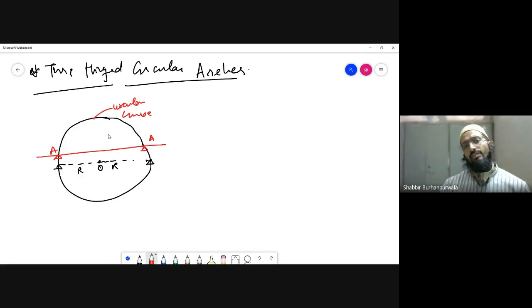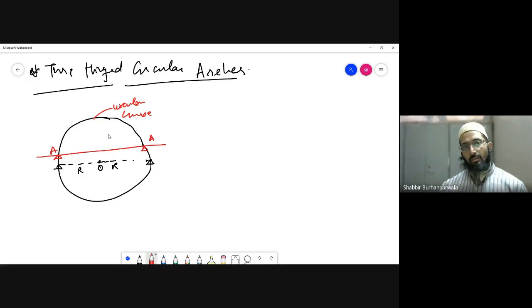Now, what is the difference between a circular arch and a parabolic arch? First thing is obviously parabolic has parabolic curvature, circular has circular curvature, but except for that there are still certain more changes over here. Okay, so we'll go into those changes.